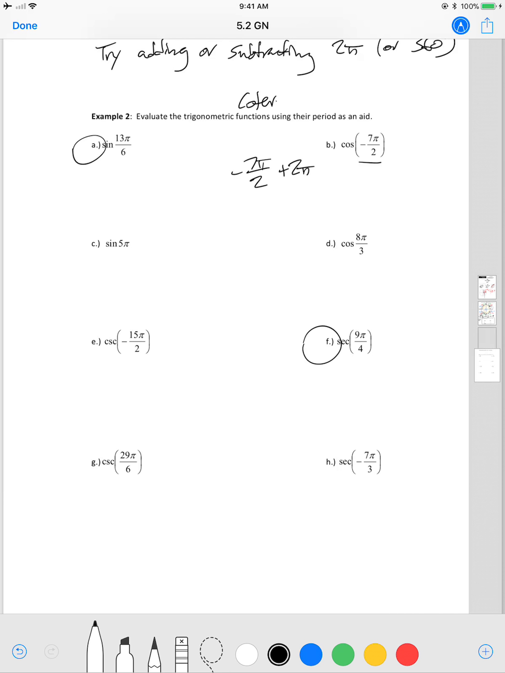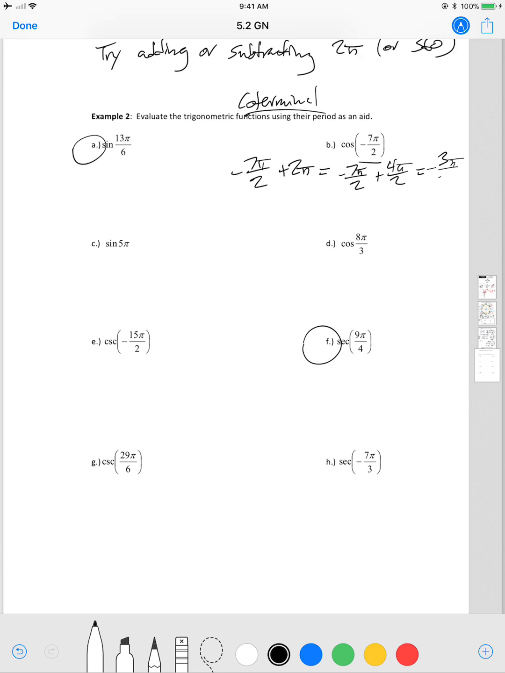Remember, coterminal angles from section 5.1. Coterminal angles, when I evaluate the trig functions, are the same, really, right? The sine of 0 degrees is the same as the sine of 360 degrees. I just go around the entire circle again, and I'm right back at this exact same point. So I can add or subtract 2 pi to any angle, and it's going to give me the same answer in the end. So negative 7 pi over 2, I'm going to add 2 pi. So for this, I need a common denominator.